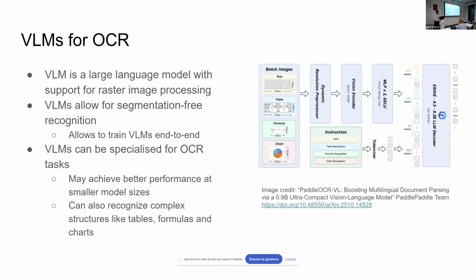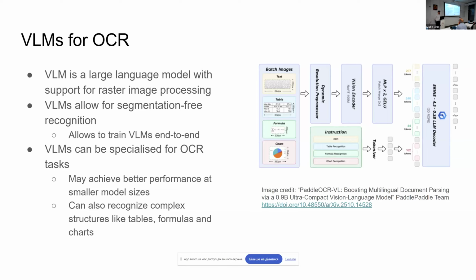VLMs for OCR are the hot new solution to all problems. A VLM is a large language model that has a special vision block. These VLMs allow us to do segmentation-free recognition, also known as holistic recognition. And this allows us to train the visual language models end-to-end. We need only the image-to-text pairs without segmentation into lines, words, or paragraphs.